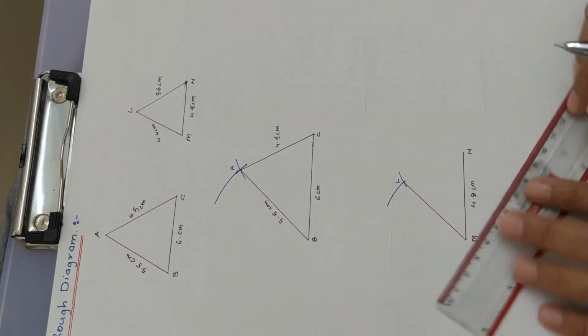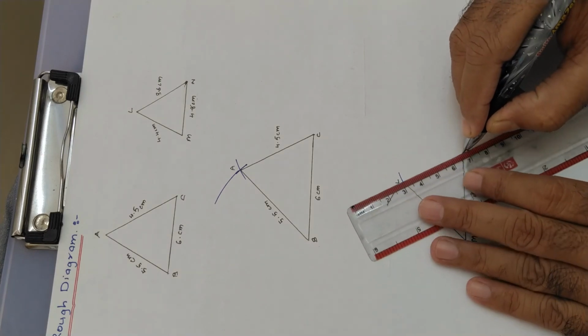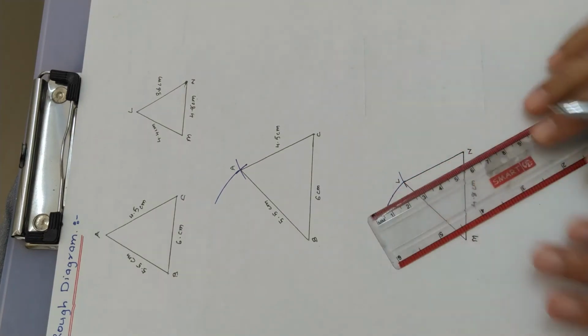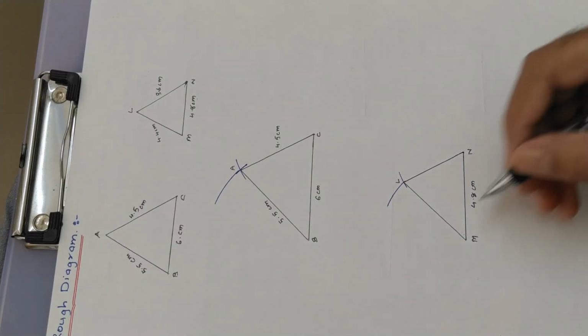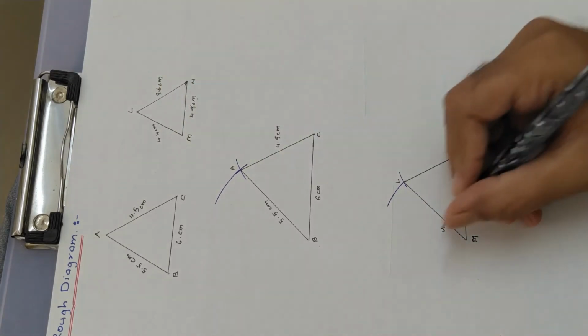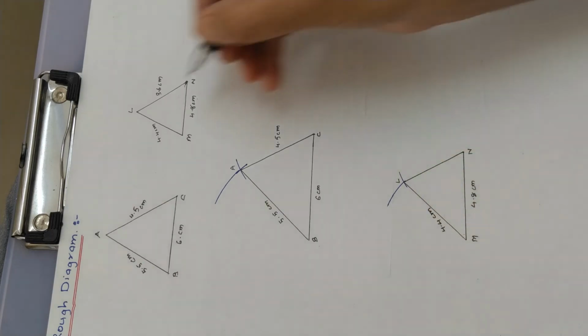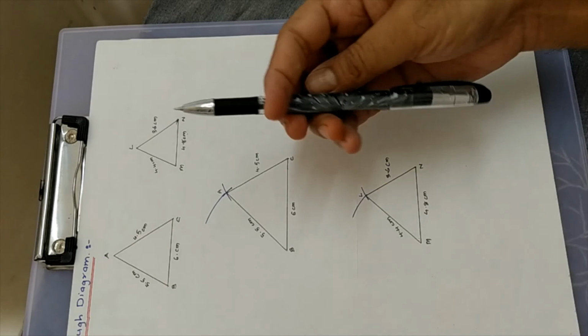Okay, now here I have joined LM. Now let's join LN. Okay, now what part is remaining? Yes, writing the lengths. So write it. So LM is how much? It is 4.4. See here, 4.4 centimeter. And how much is LN? It is 3.6. Like this you have to complete the construction.